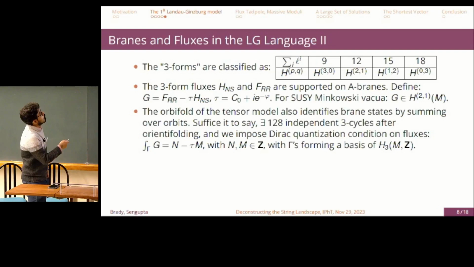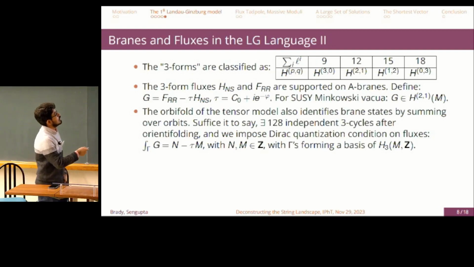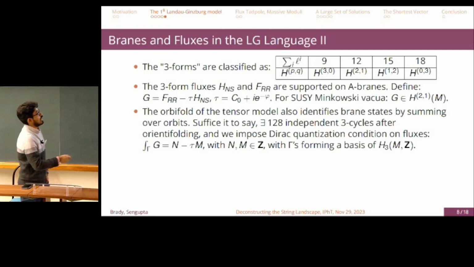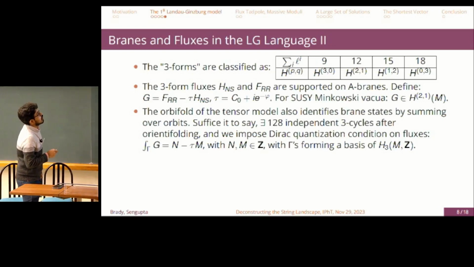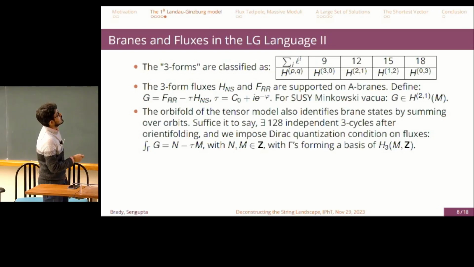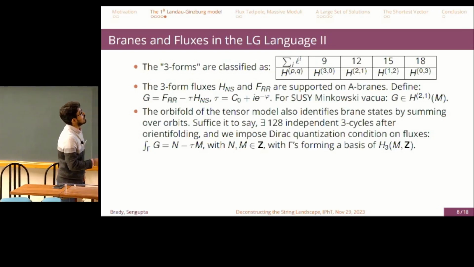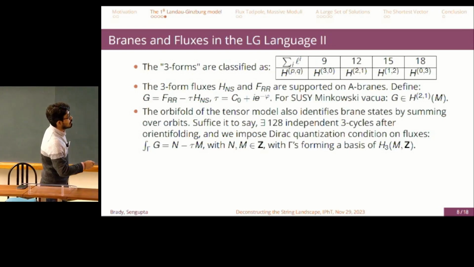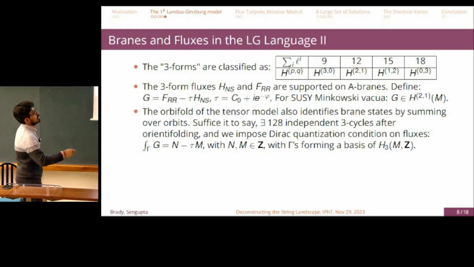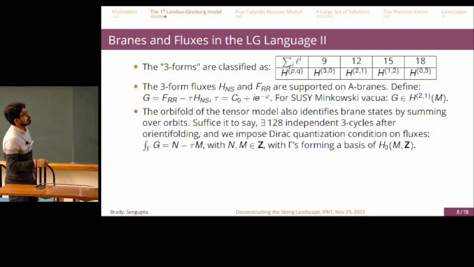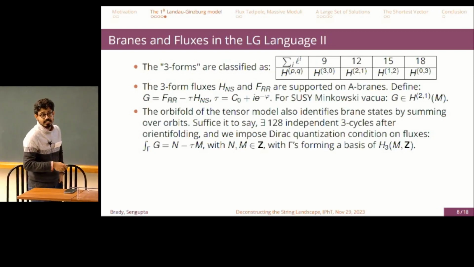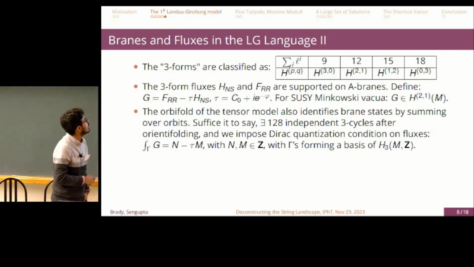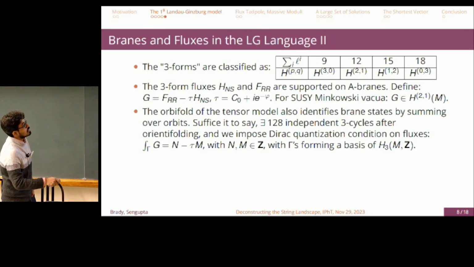So the three-form fluxes in the NSNS and the Ramond-Ramond sector are supported on A-branes, and we complexify this in this fashion, and then tau is the axio-dilaton, and for supersymmetric Minkowski vacua, the flux has to be in H^{2,1}. So for this particular part of the project, we only looked at Minkowski solutions, but there also exist AdS vacua in this model. So this is one of the conditions that we impose, that the sum of the l's has to be 12.